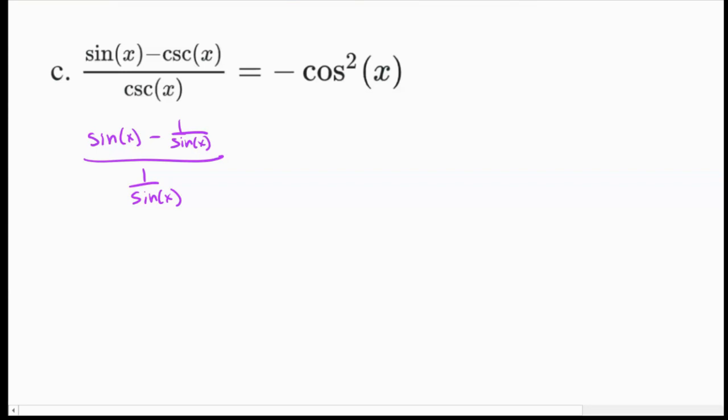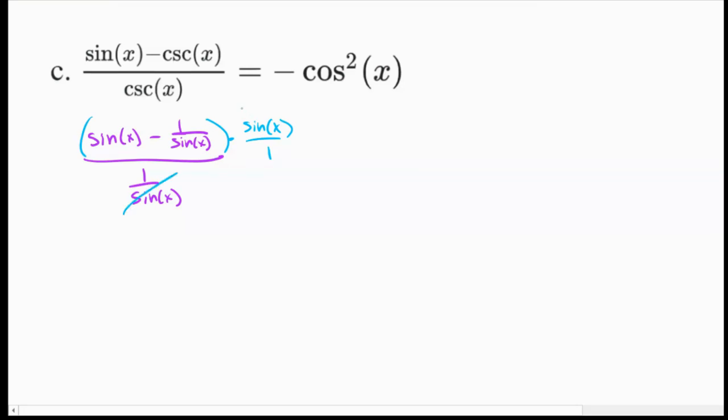Now, at this point, I could do two things, and this is what I mean by there's always multiple ways to do it. I could get a common denominator and simplify the top there, or option 2, which is what I'm actually going to do, is multiply by the reciprocal to get rid of this. Since this is already all together, I can really just multiply the top here by sine of x over 1. And so I'm going to do that.